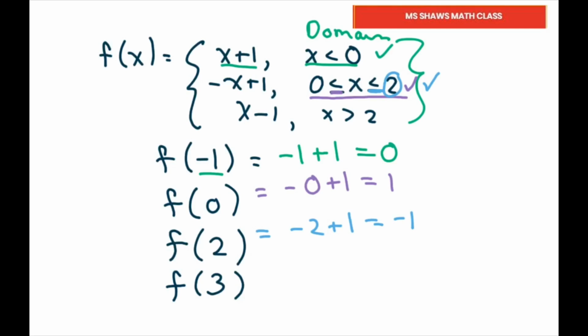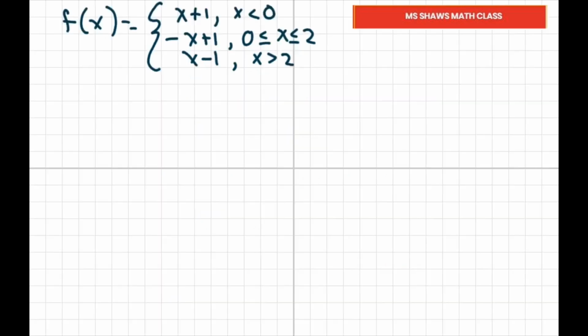And for the last one, 3, the only place it works is here, because 3 is greater than 2. So just plug it in. You get 3 minus 1 equals 2. Now let's graph this.